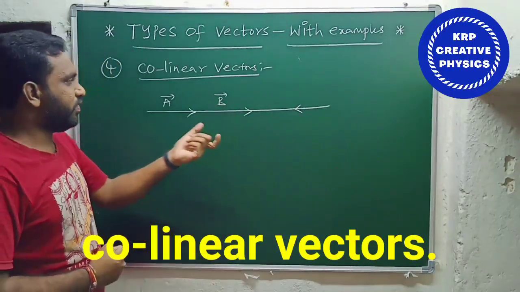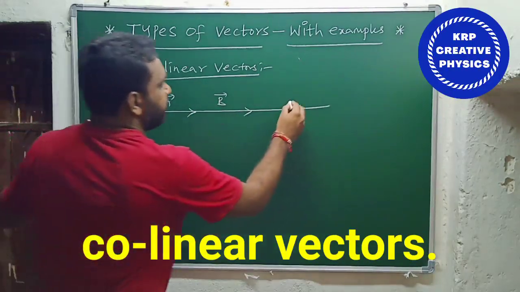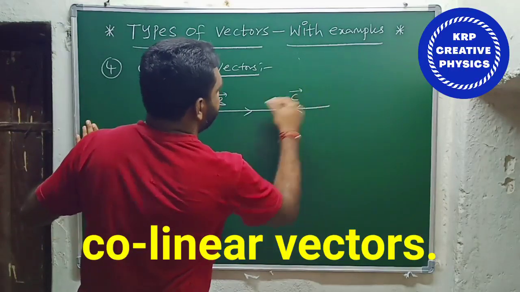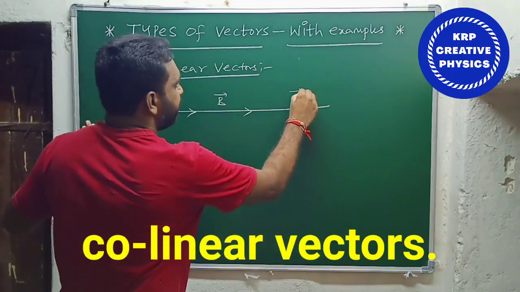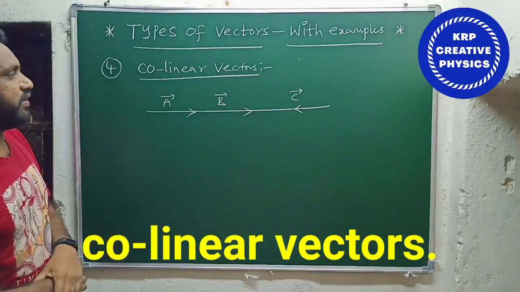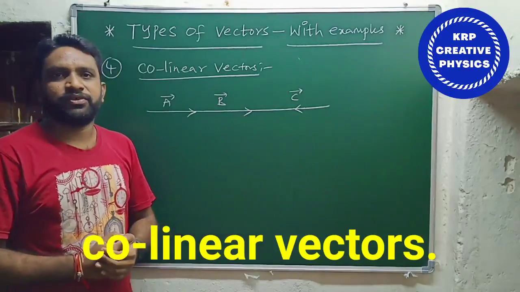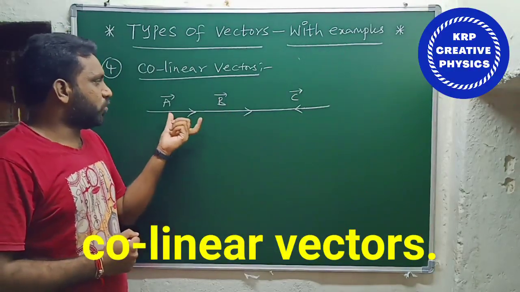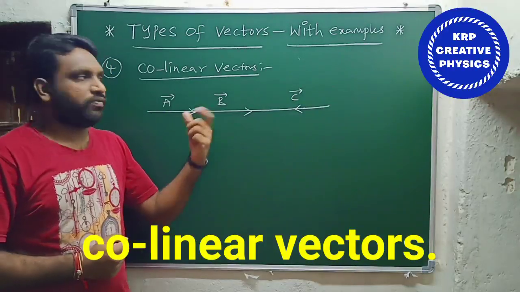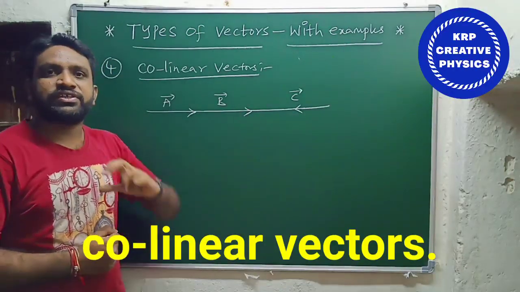In that line I have drawn 3 vectors. This is vector C. These are the 3 vectors, and these 3 vectors are lying in the same line. That means all these 3 vectors, vector A, vector B and vector C, are having the same line of action.